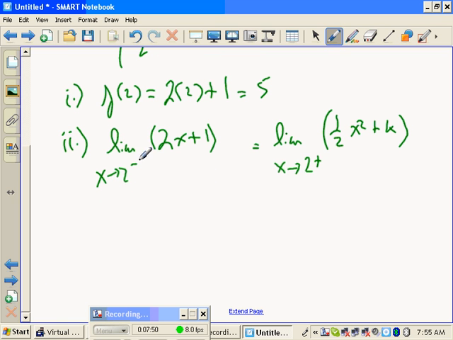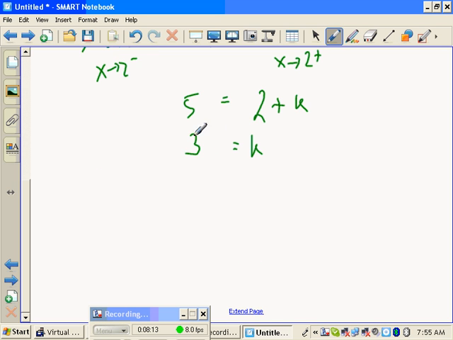All right, so anyway, is this a plug-in limit for 2? It's a plug-in limit for anything. It's continuous and differentiable everywhere. By the way, you already did it. What is it? 5. What happens if we plug in 2 over here, though? You get 2 plus k, right? Because 2 squared is 4, over 2 is 2. So k has to be 3. Ta-da! That tells you what k is.